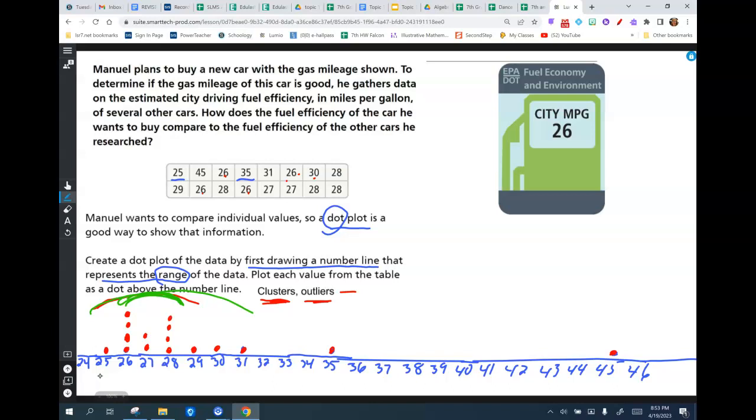The outliers, and we'll talk about outliers both for this one and also for other ones, but your outliers are the ones that are further out. So right here, that is an outlier. That one's an outlier. This one's almost an outlier. It's kind of an outlier.